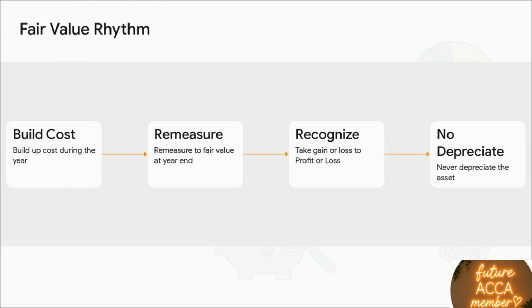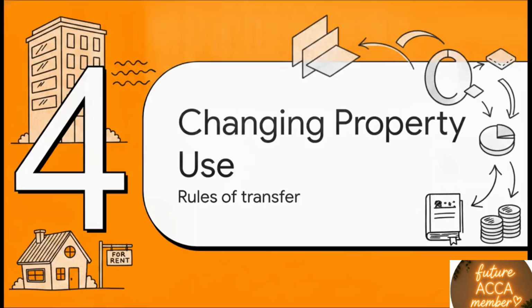Step 1. Build up your costs during the year. Step 2. At year end, remeasure the property to its current fair value. Step 3. Take any gain or loss straight to your main profit or loss. And Step 4. The absolute golden rule. Never, ever depreciate. Seriously, memorize that rhythm. It will save you.